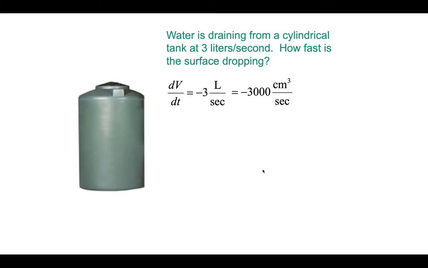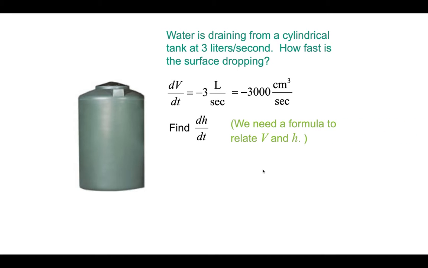Since height will be in centimeters, let's change liters to cubic centimeters. So let's scale for that. Each liter is equal to 1,000 cubic centimeters. So we have -3,000 cubic centimeters per second. We want to know, like I said, dH/dt. We want to know how fast the surface is dropping as it relates to time.